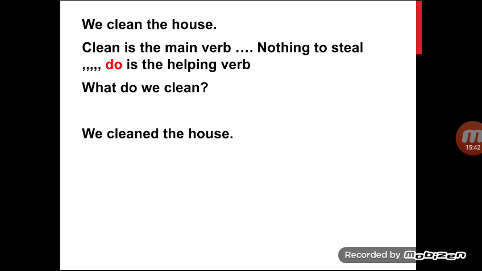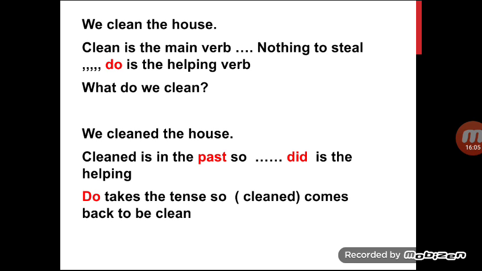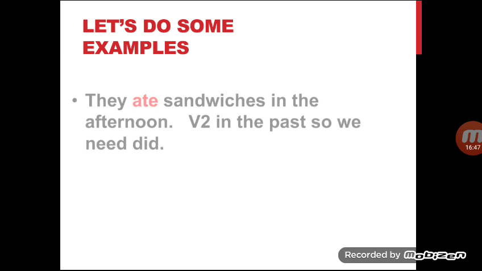Okay. What if the sentence is, we cleaned the house? Now, do comes, looks at cleaned. It is in the past tense. So, do steals the past tense of clean. Cleaned is in the past, so did is the helping verb. And do takes the tense, so cleaned, when do takes the past tense, cleaned comes back to be clean again. So, what did we clean? We cleaned the house. So, the first sentence, what do we clean? We clean the house. The second one, what did we clean? We cleaned the house.